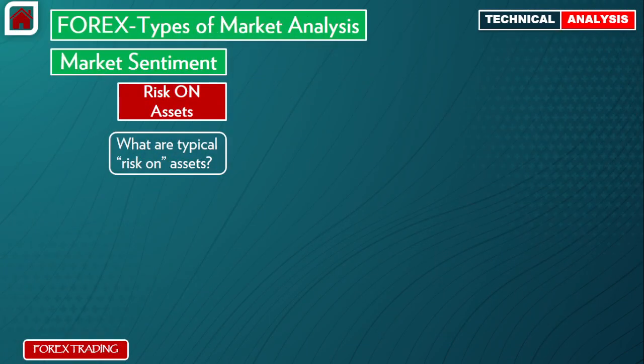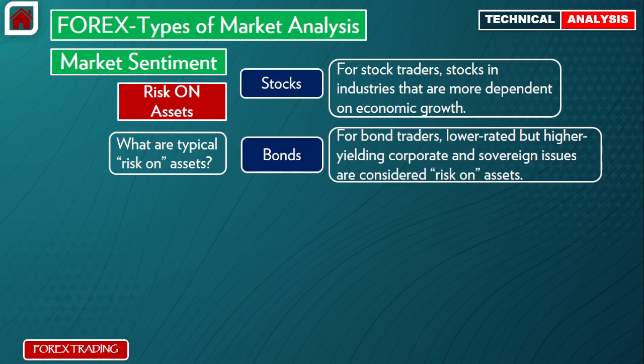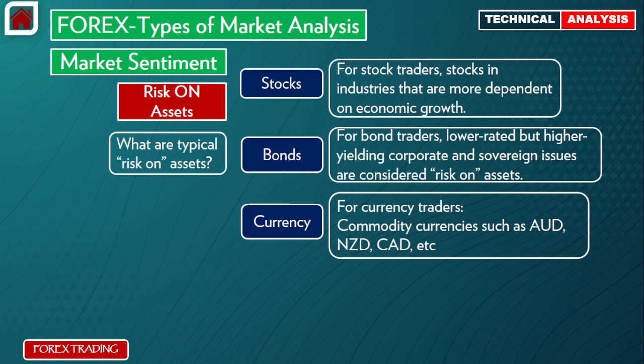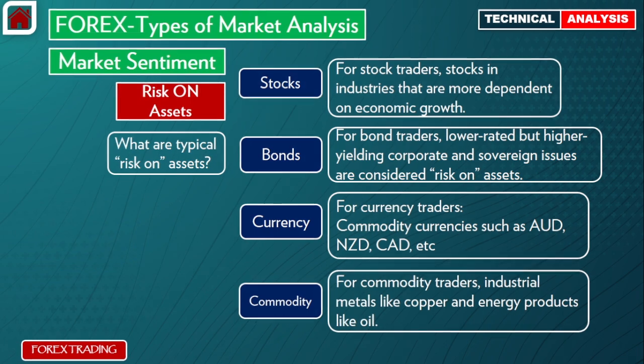So what are risk on assets? Stocks, number one. For stock traders, stocks in industries that are more dependent on economic growth. And bonds. For bond traders, lower rated but higher yielding corporate and sovereign issues are considered risk on assets. And then we have currencies. For currency traders, commodity currencies such as the Australian dollar, New Zealand dollar, and Canadian dollar are risk on assets. And lastly, we have commodities. For commodity traders, industrial metals like copper and energy products like oil. These are all risk on assets.